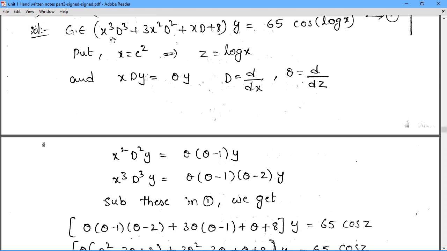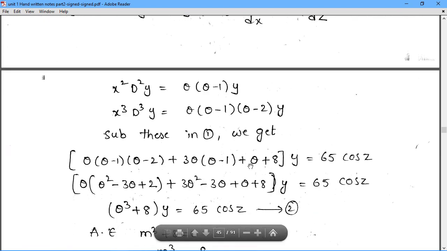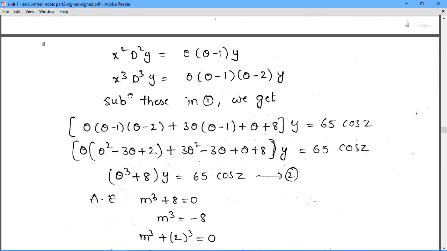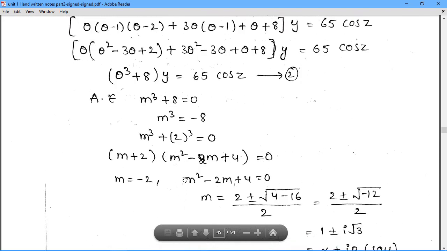So replacing these values, x cube d cube is replaced with theta into theta minus 1 into theta minus 2. X square d square is replaced with theta into theta minus 1. Xd is replaced with theta. So simplifying, it becomes theta cube plus 8 of y is 65 cos z. This equation is known as a linear differential equation with constant coefficients. Thus, the variable coefficient equation now changes to a constant coefficient equation. Now we can solve easily by finding the complementary function and particular integral.